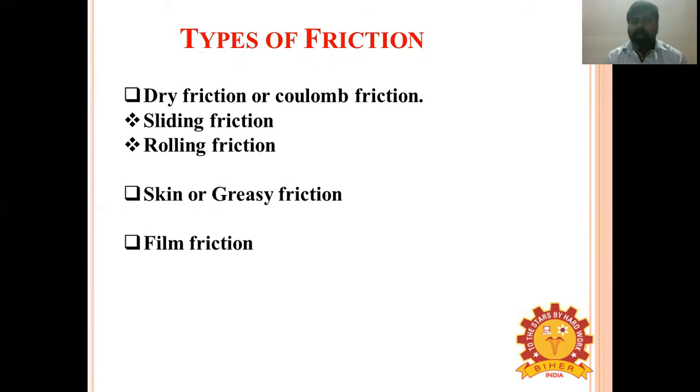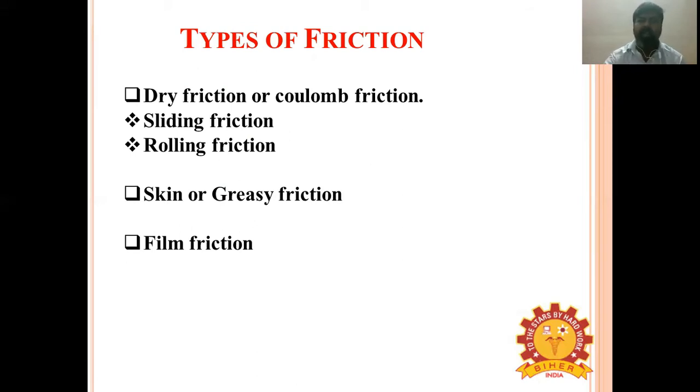Then come to the second type, the skin or greasy friction. What is greasy friction? When two surfaces in contact have a minute thin layer of lubricant between them, it is called skin or greasy friction. In this type of friction, a thin layer of lubricant forms a bond between the two rubbing surfaces. The lubricant is absorbed on the surface and forms a thin layer. This thin layer of lubricant results in less friction between them. Skin friction is otherwise called boundary friction.